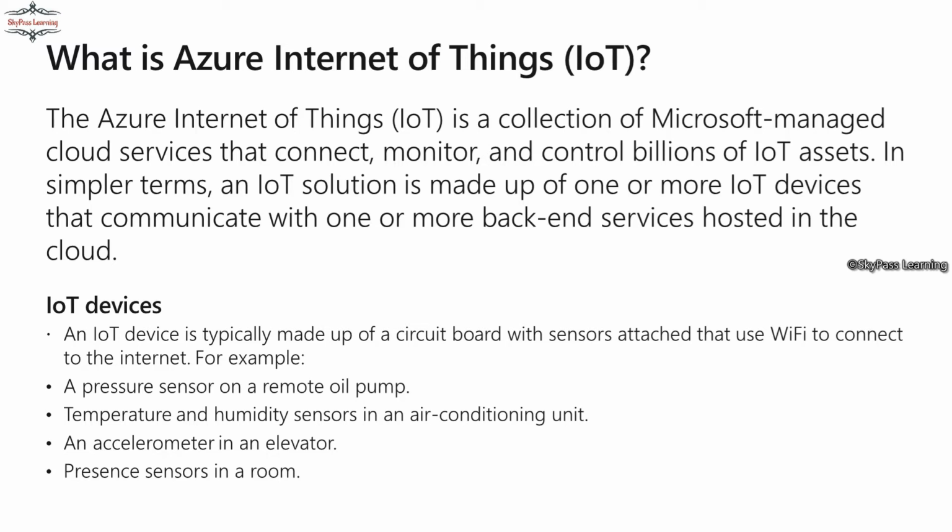You can see a couple of examples listed, like a pressure sensor on a remote oil pump, or temperature or humidity sensors. A lot of devices are available, such as your air conditioner unit or ACs. You can see the temperature is displayed over there. The displayed temperature is nothing else, it's just sensor based, collecting data from the sensor only.